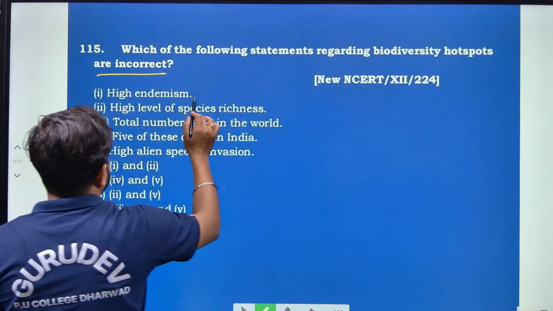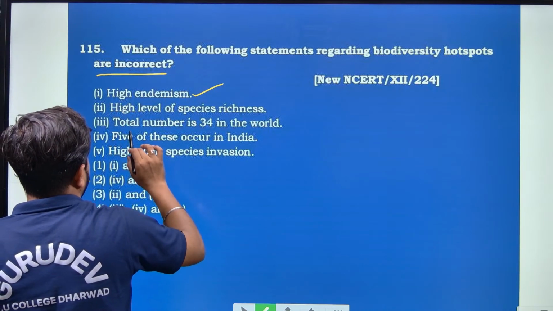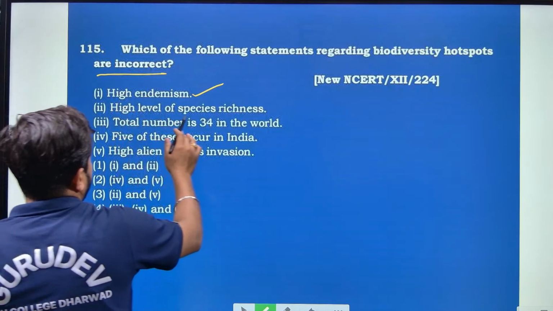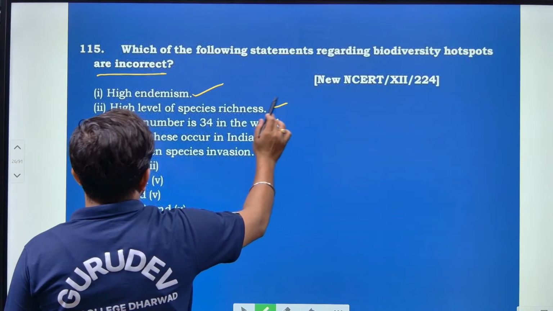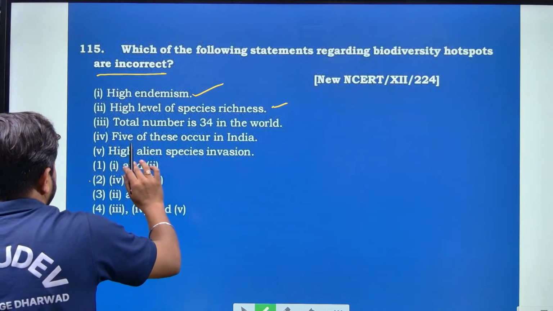Then high endemism, that we are going to find with respect to the biodiversity hotspot, right? That is, endangered species can be seen there. A high level of species richness, that can even be seen, right? So that is correct with respect to the biodiversity hotspot.